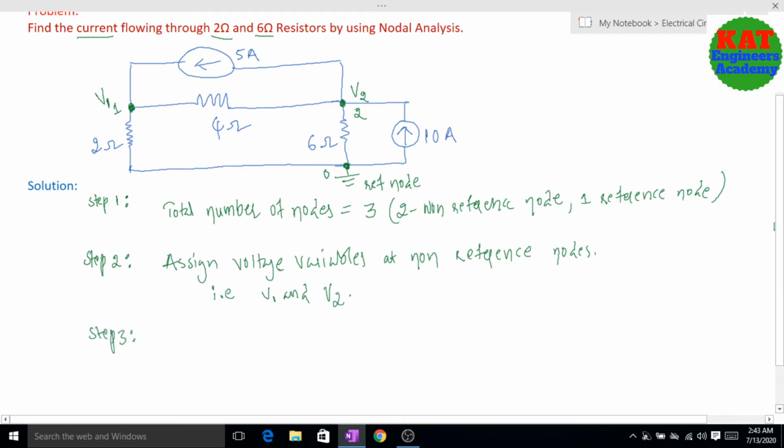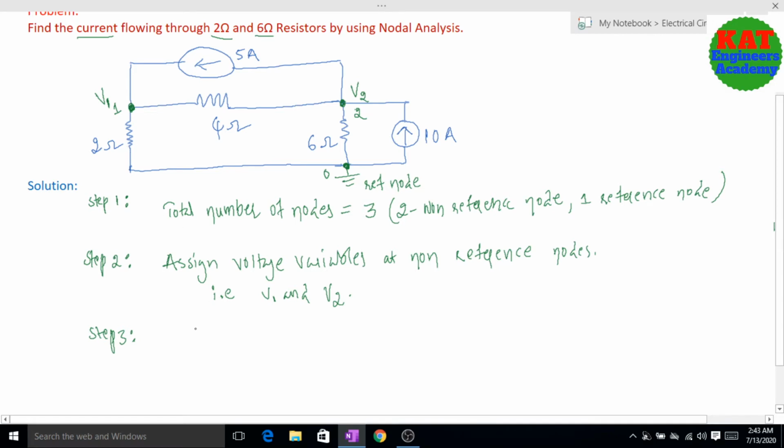we solve by using nodal analysis. First, we have to calculate the voltage at the nodes. Then only we will get the current in the 2 ohms as well as the 6 ohms. Because to find the current in this 2 ohms we have to know the voltage across this 2 ohms. Nodal analysis is nothing but KCL plus Ohm's law. Finally, we get the response.